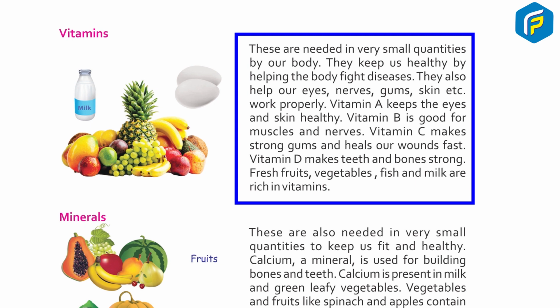Vitamin B is good for muscles and nerves. Vitamin C makes strong gums and heals our wounds fast. Vitamin D makes teeth and bones strong. Fresh fruits, vegetables, fish and milk are rich in vitamins.